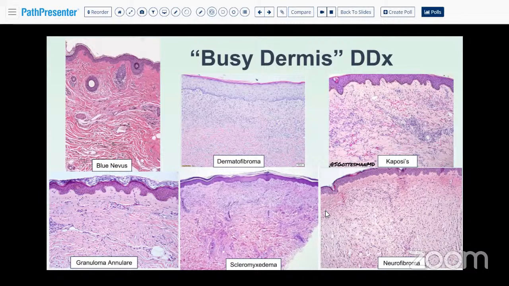Nothing's disturbed or out of place. All our pre-existing structures are there. There's just too many cells. And often the cells are somewhat spindly. This is busy dermis in its many faces.